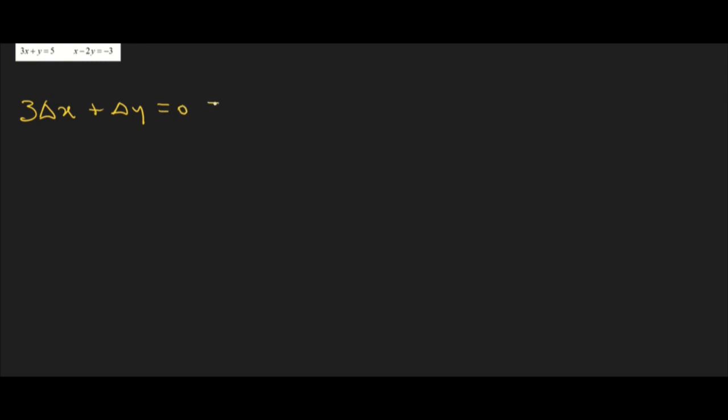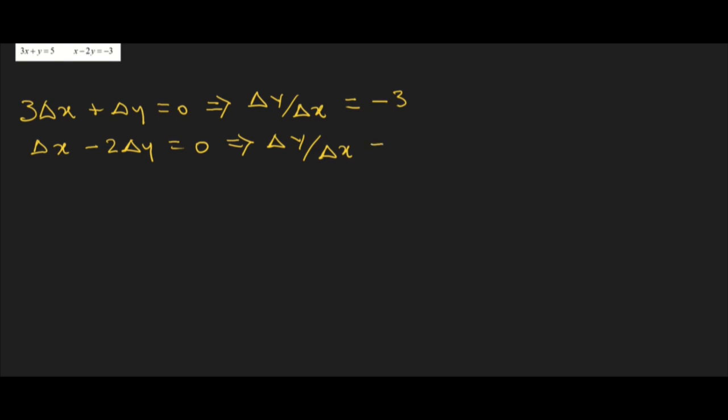First we establish that a solution exists. We do that by calculating the gradient for each of the equations. For the first equation we have 3 delta x plus delta y equals 0, which solves to give us delta y over delta x equals minus 3. For the second equation, we've got delta x minus 2 delta y equals 0, and that gives us a gradient delta y over delta x equal to a half. So the gradients are not equal, therefore we know that a unique solution exists.